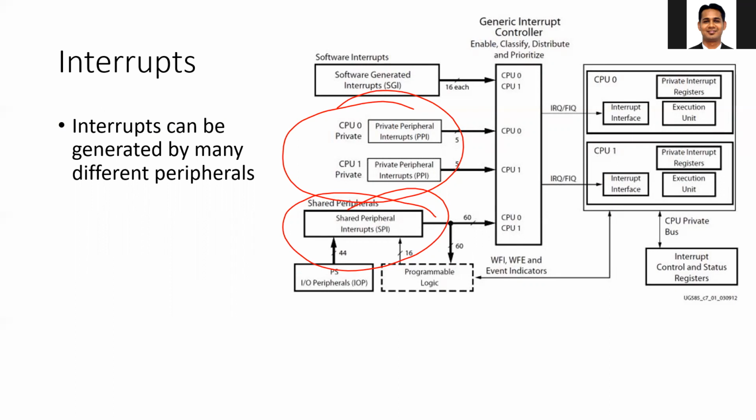Then you can see that there are shared peripheral interrupts. These are the interrupts which are coming from the PL and the PS, or the interrupts coming to the PL also.